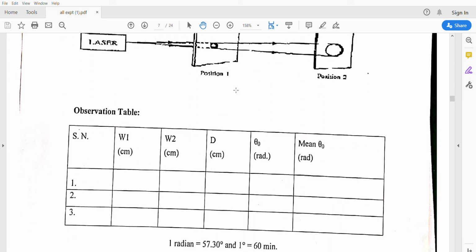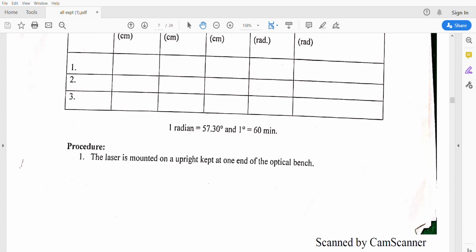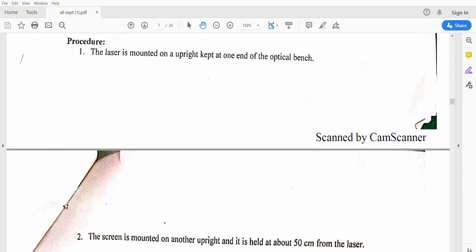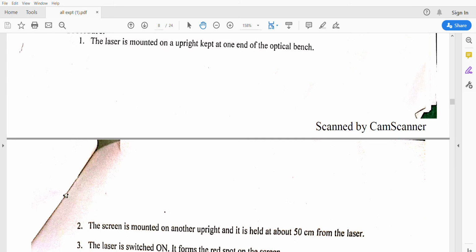The same process will be repeated for the second time and third time also. In every case we need to draw a circle or spot identification using a pencil, taken as W1 for position 1 and W2 for position 2. In each case we need to calculate W1 and W2 for the three cases. From that we can calculate the mean value of the angular divergence. The mean value can be calculated like this, and we can understand the procedure by reading these points. The procedure is: the laser is mounted on an upright kept at the end of the optical bench.